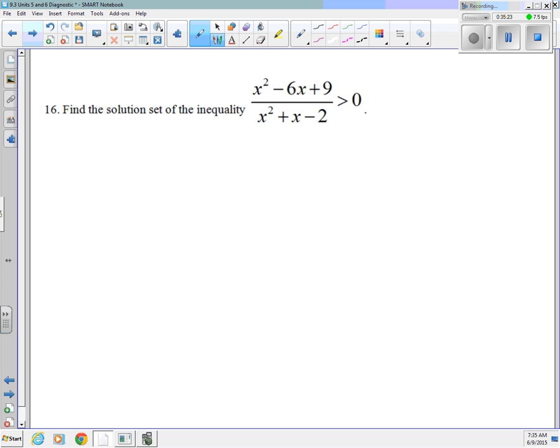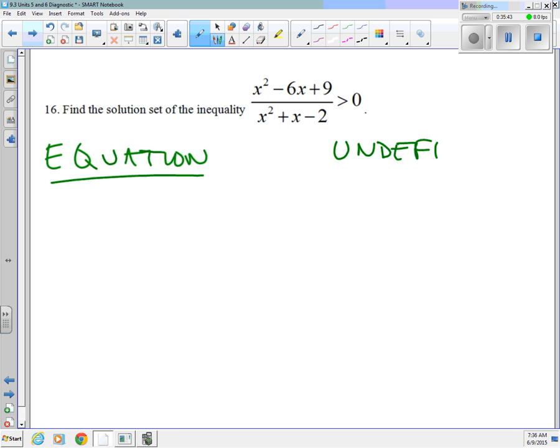Okay, number 16. Find the solution set of the inequality x squared minus 6x plus 9 over x squared plus x minus 2 is greater than 0. So we talked about any inequality. What you want to do is solve the equation, the related equation. And we also want to find undefined points.